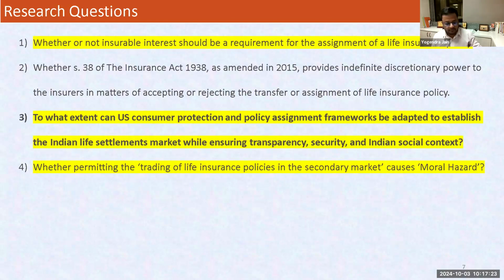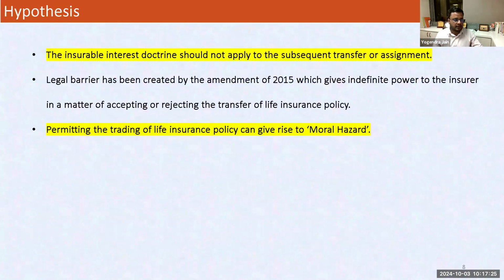So this is the question that I have addressed till now. A hypothesis is that the insurable interest doctrine should not apply to the subsequent assignment, as it is very clear by my argument till now. But there is another thing, that permitting the trading in life insurance policy can give rise to moral hazard. For example, when I know that I can trade my life insurance policy in the open market, I may be a little more reckless about dealing with my life.